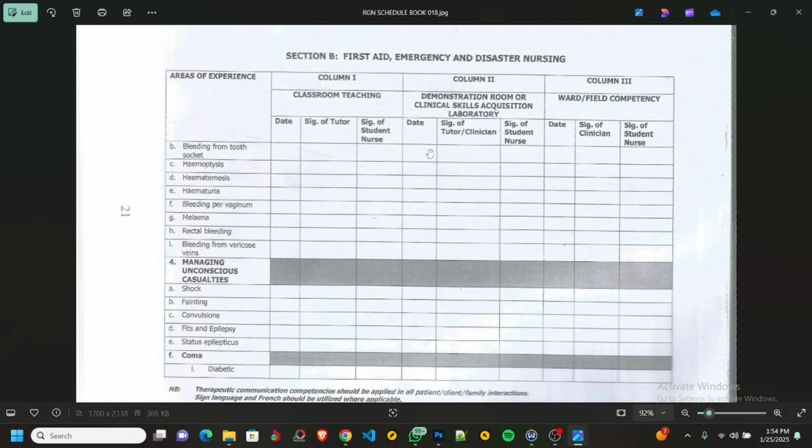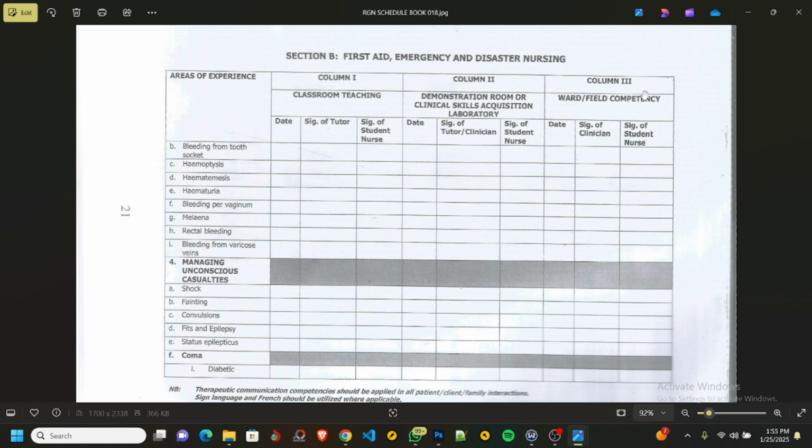Then if these ones that have been outlined under the areas for experience have also been demonstrated to you in the skills lab for the school, you make sure you do the same thing. You write the dates that you went through the demonstration, the tutor signs, then you, the student, will also sign. And if it is also demonstrated to you in the ward, just as I mentioned earlier, you would have to also make sure that particular date is signed, and then you sign for it. Then the clinician also indicates his or her signature to make it valid.